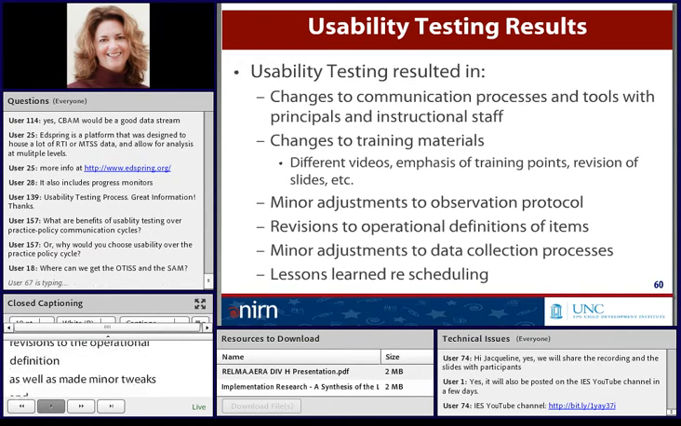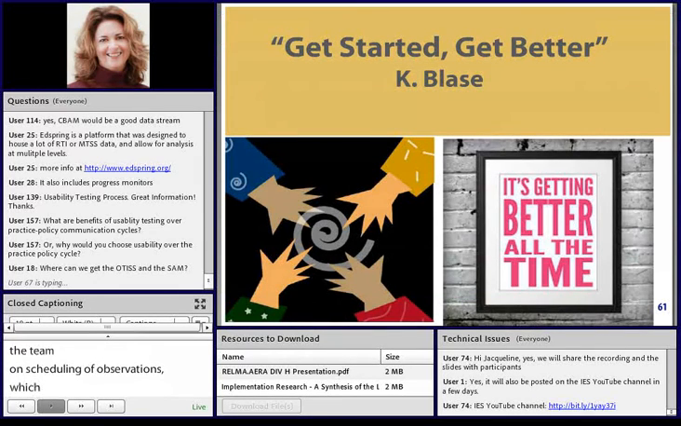And then there was a huge lesson learned for the team on just scheduling of the observations, which was fantastic as well. So usability testing allows us to get started and get better. It keeps the work moving, so we're not trying to wrap it up all nicely in a neat bow and have it looking pretty and perfect before it rolls out.